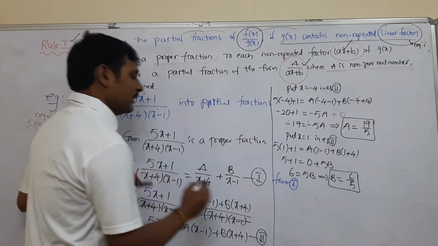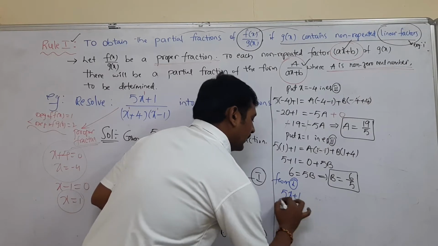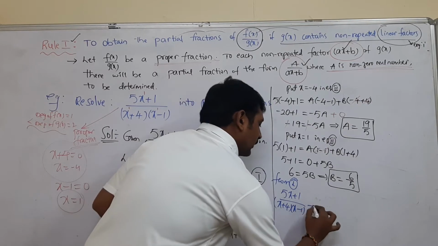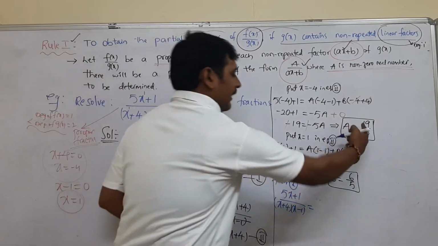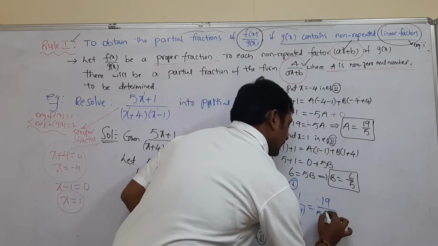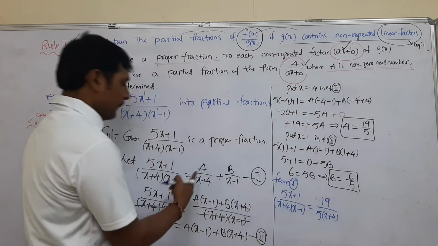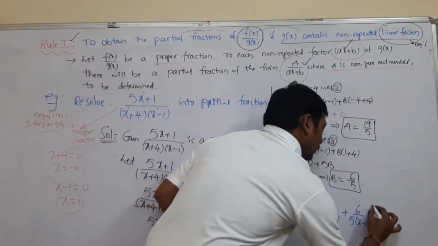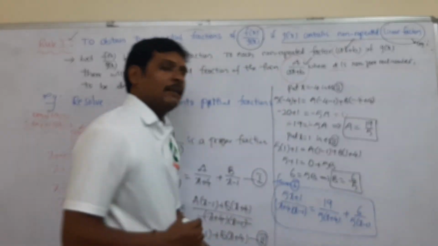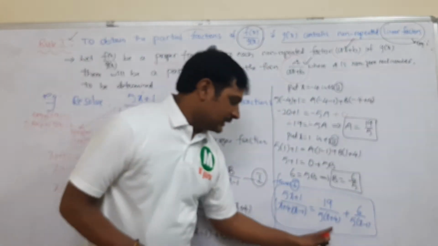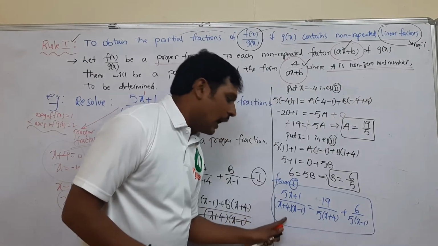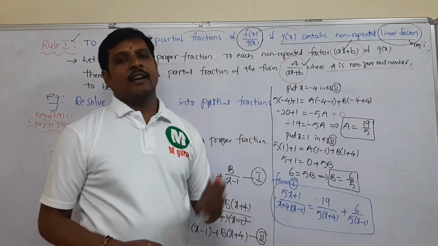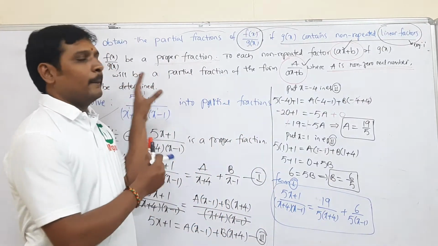The given question is 5x plus 1 by x plus 4 into x minus 1, which is equal to a. What is a? 19 by 5 into x plus 4, plus b. b is 6 by 5, 6 by 5 into x minus 1. So these are the partial fractions. Here, this is known as the partial fraction of the given rational fraction, and this is also known as a partial fraction of the given rational fraction. So this is rule number 1.